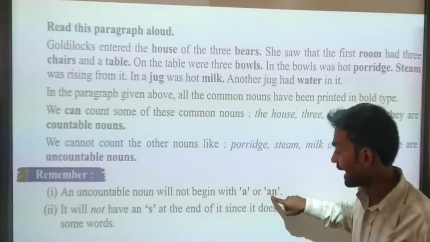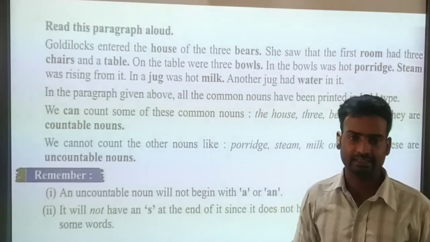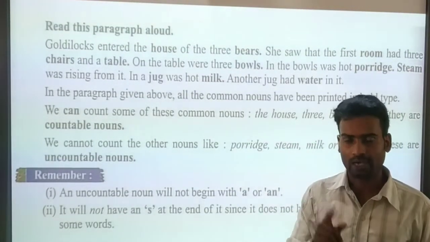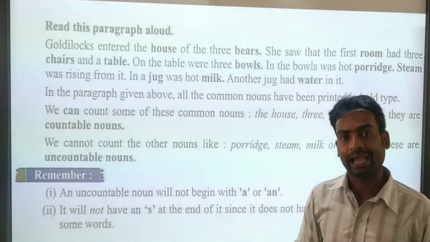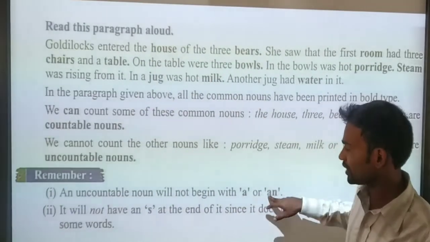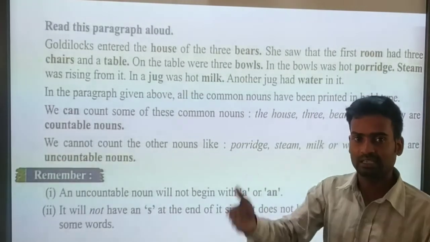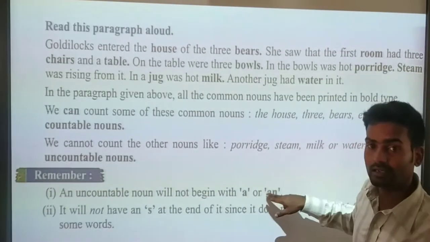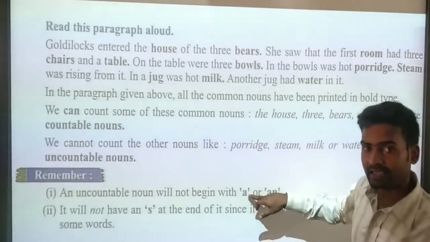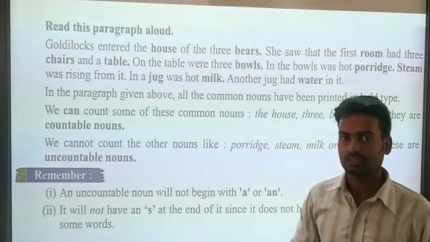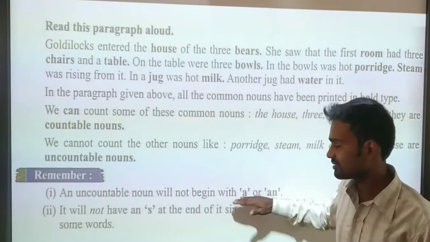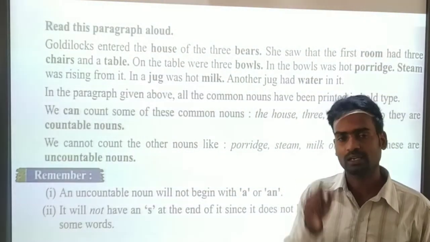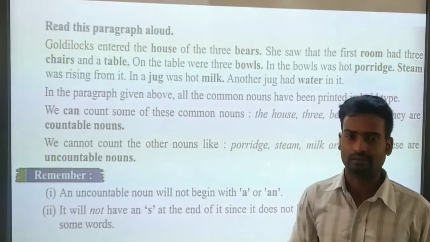A or an, both have the same meaning. A means one, and an also means one. Sir, why are they shown here together? In the coming classes, we will learn where to use a and an. But remember, the meaning is the same: a means one, and an also means one.